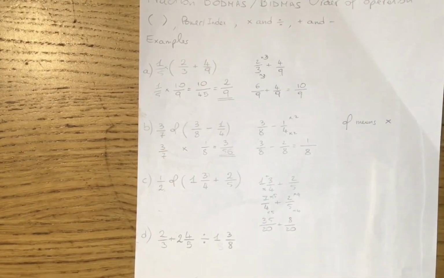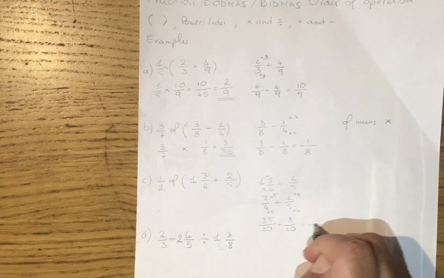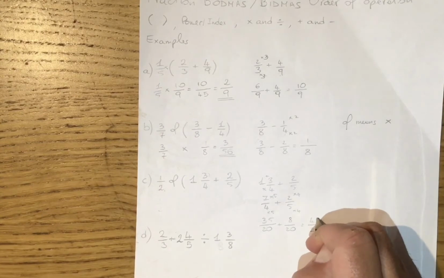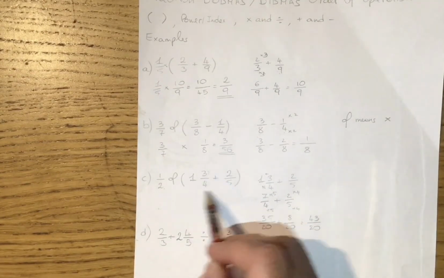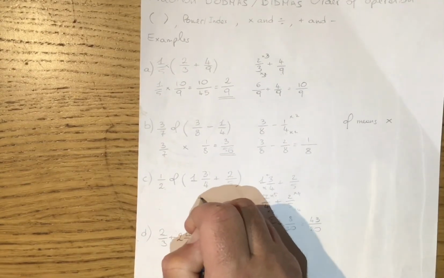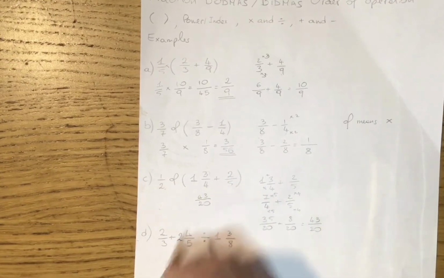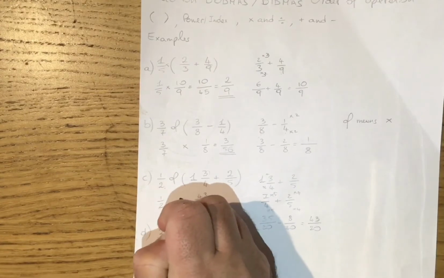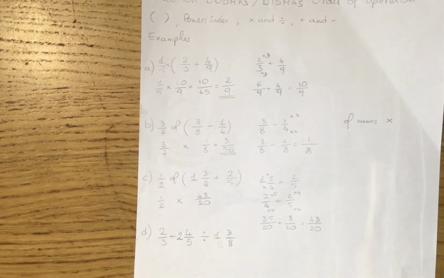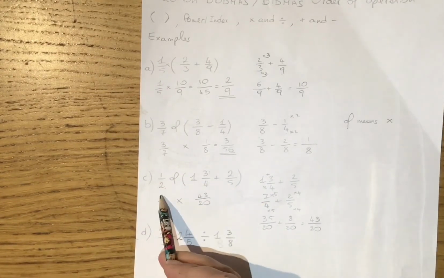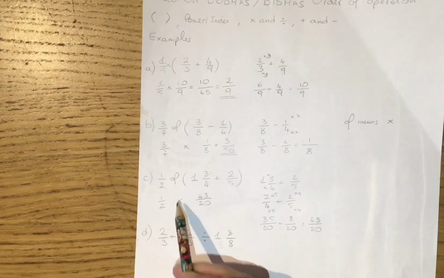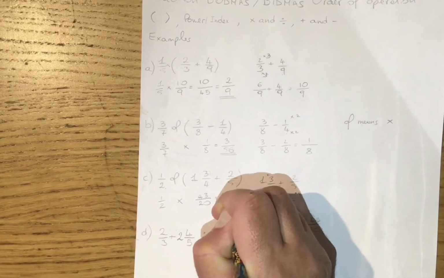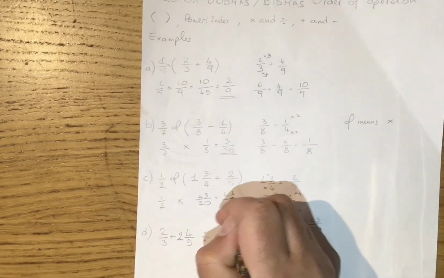Now I've got the same denominator. Keep the same denominator and add the numerators. 35 plus 8 is 43 over 20. And I'm going to do a half times that. When we times two fractions, we times the numerator with the numerator, 1 times 43 is 43, 2 times 20 is 40.